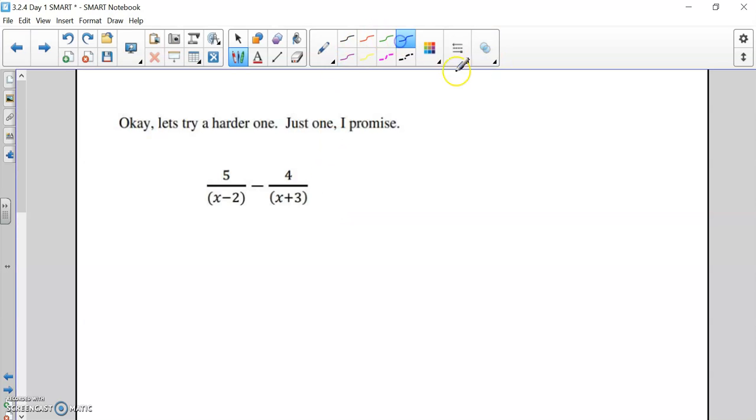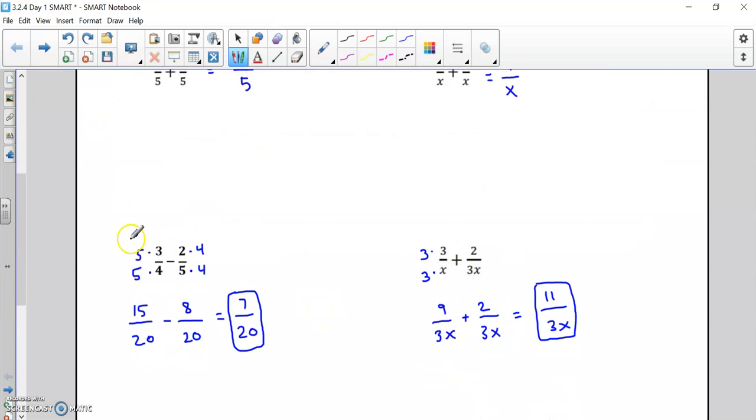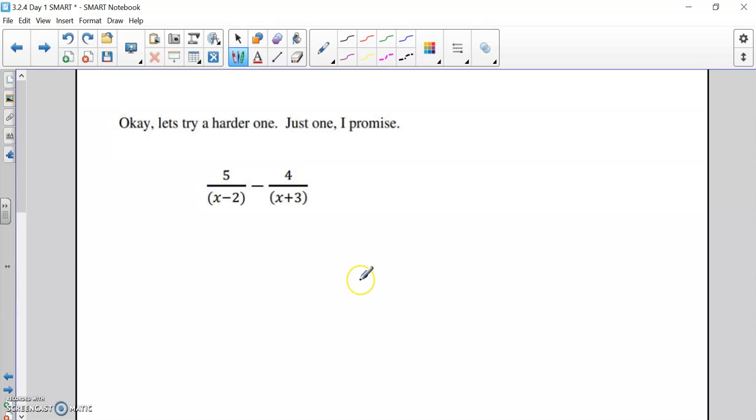So here we have two fractions that have completely different denominators. We have an x minus 2 and an x plus 3. What I want you to notice is that it's actually a lot like this problem that we did right over here, where we had to multiply both fractions by something to get the denominator to be the same. Here, we do the same exact thing.